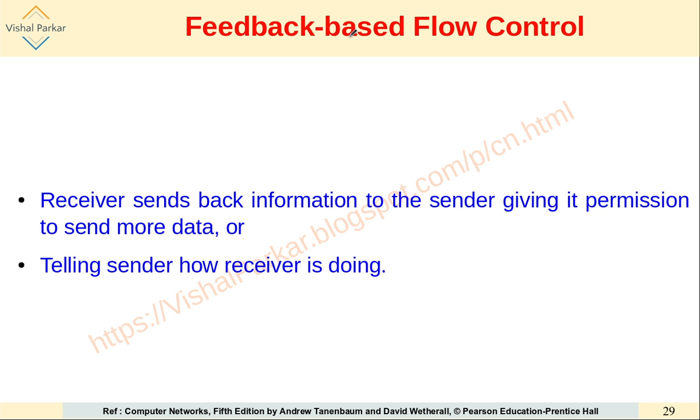In the case of feedback based flow control, the receiver sends back information to the sender, giving it permission to send more data. So the sender is dependent on the receiver. When the receiver acknowledges that it can now receive information, only then can the sender send. And for this, the receiver has to send some kind of control frame back. In effect, the receiver is telling the sender how the receiver is performing and at what speed.